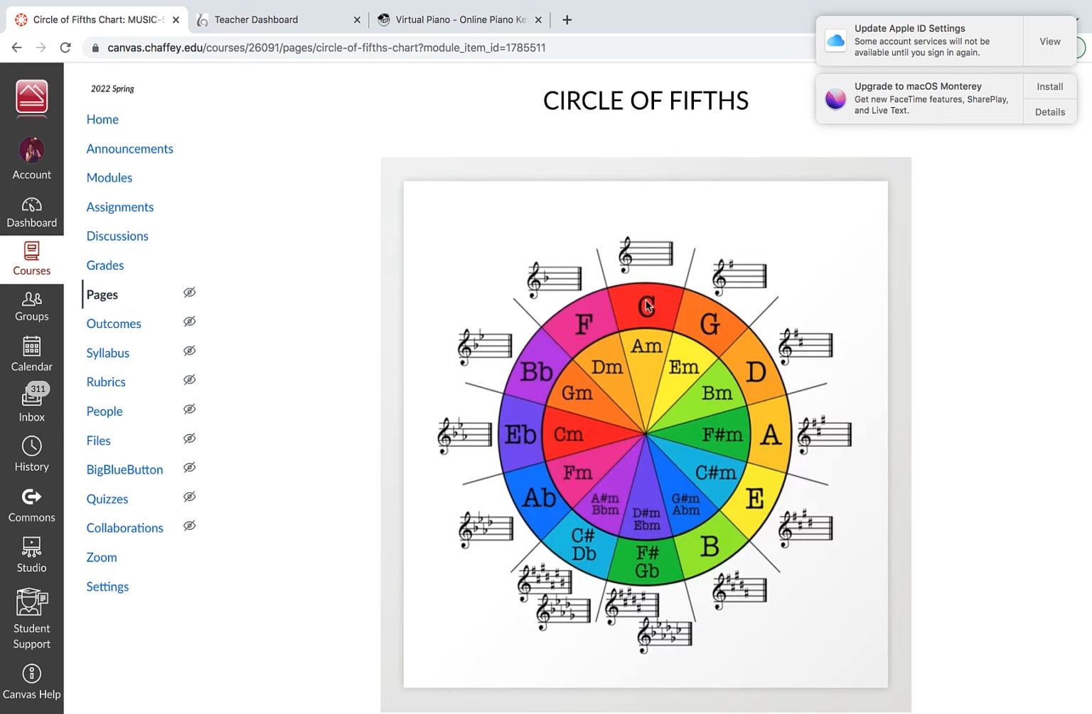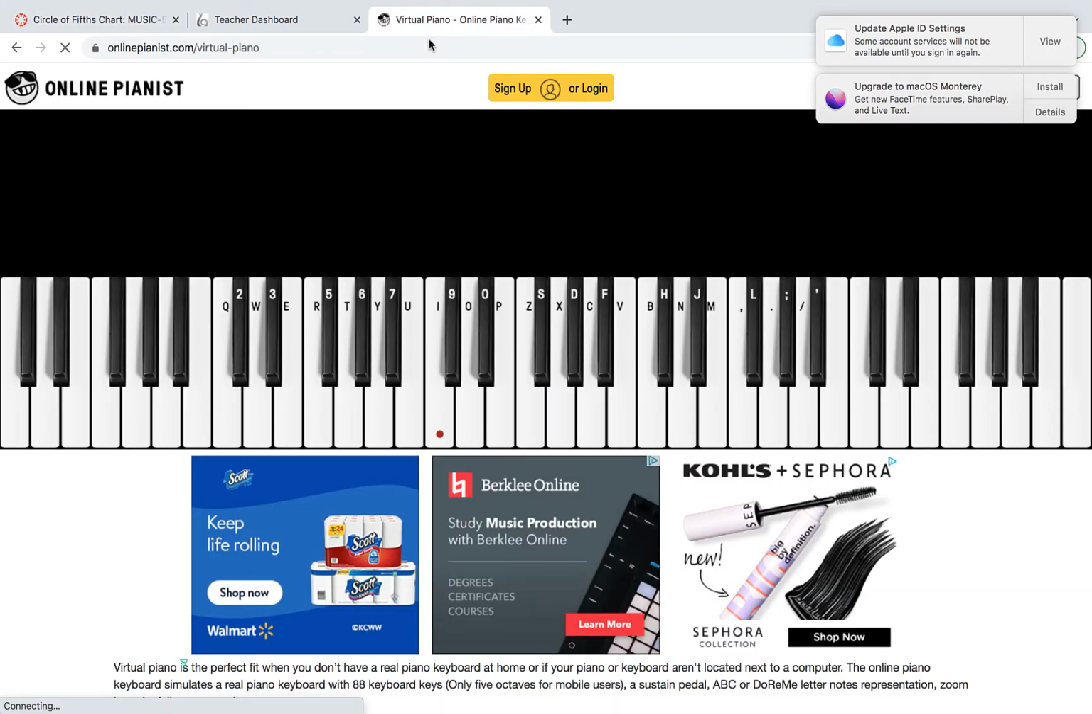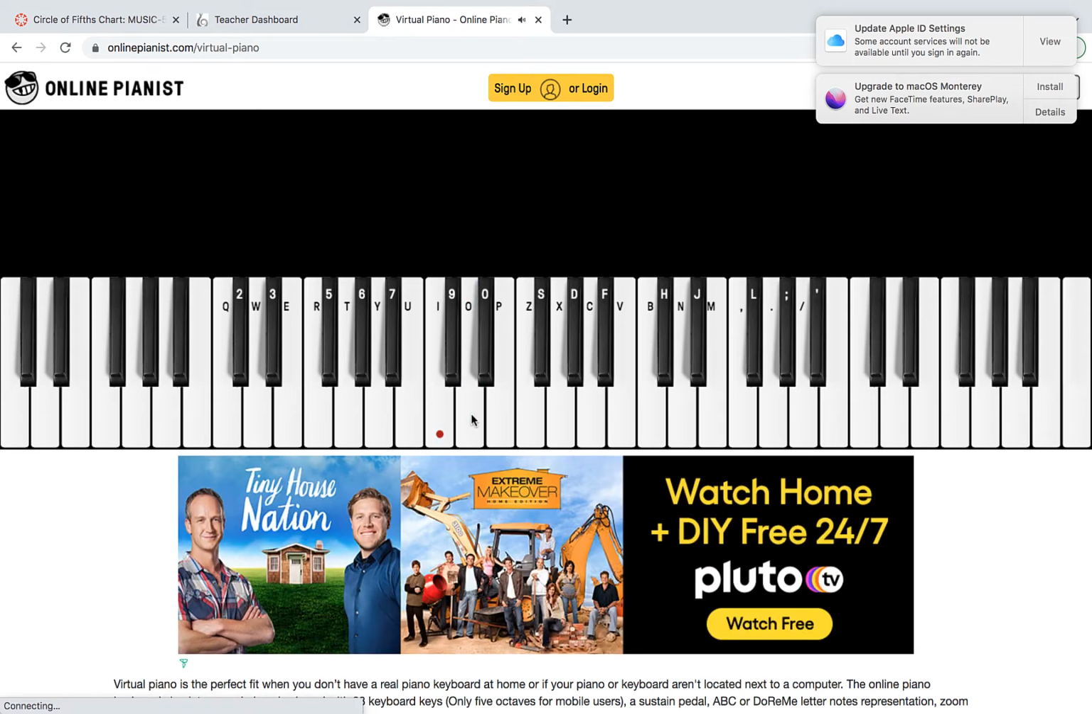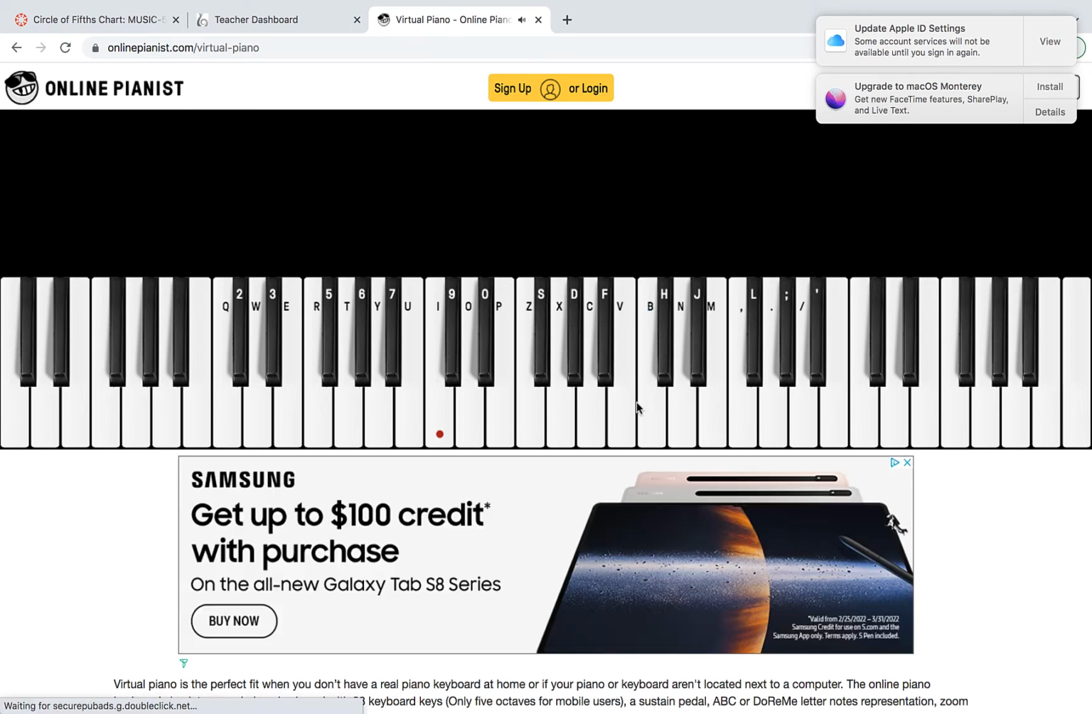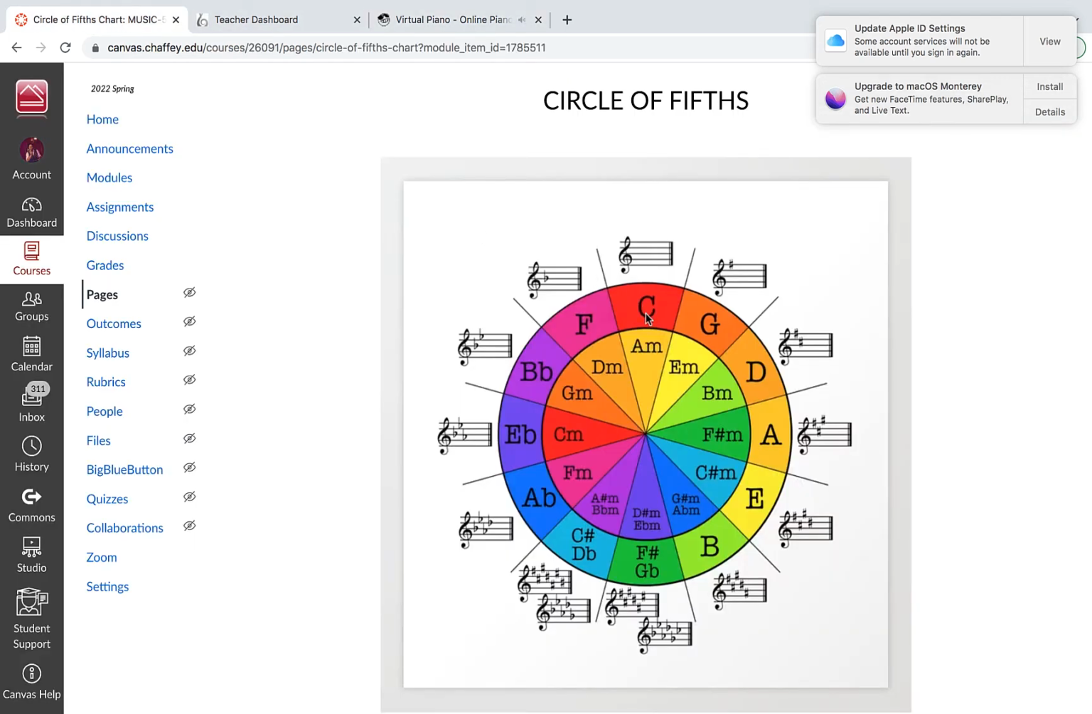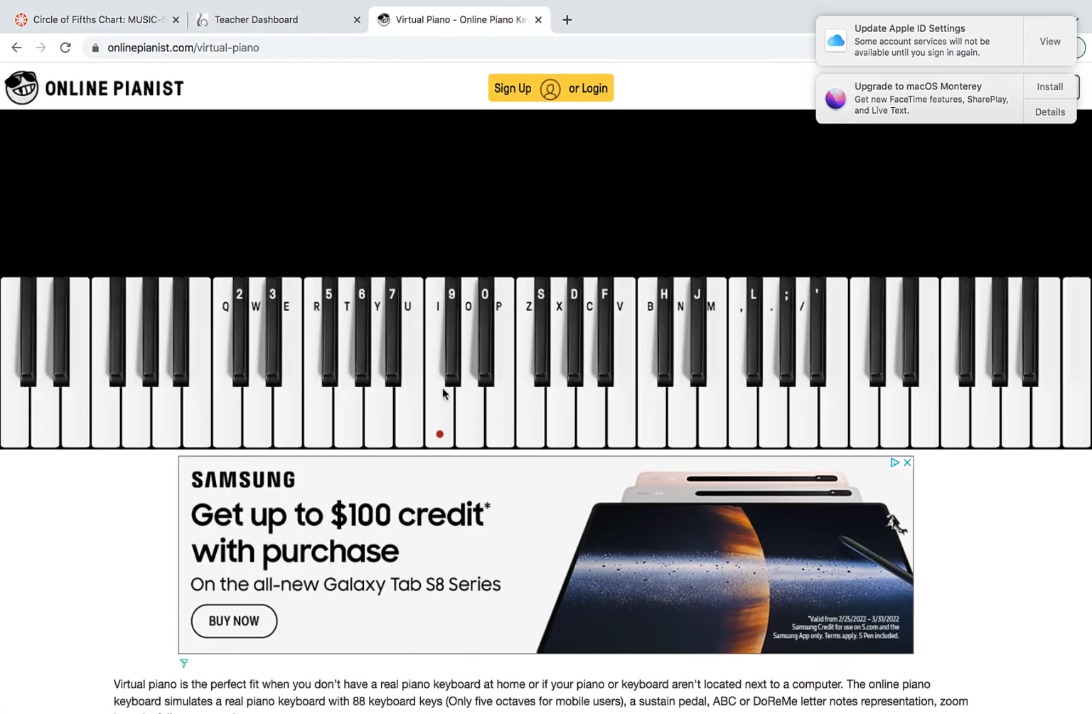Well, how does this work out? If the circle is going up by fives, this is a clock, the clock is going up. What if we went backwards in the clock? Well, if you go backwards in the clock, 3, 4, 5, 6, 7, 8. Here's home. Let's go backwards 5. We're on F. That's why if you go backwards from C, 5, you get to F, and F scale would be here.